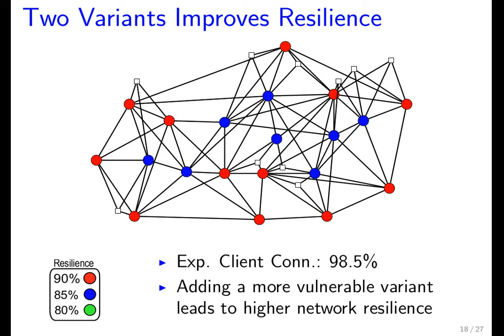So in this case with 2 variants, we get an increase in the expected client connectivity. It's 98.5%. And it's because, one big key takeaway here is that we've added a more vulnerable variant, this blue variant. And by itself, the blue variant is more vulnerable than the red variant. It's worse out of these 2. However, the blue variant fails in a different way than the red variant. So a network can gain a lot by using it.